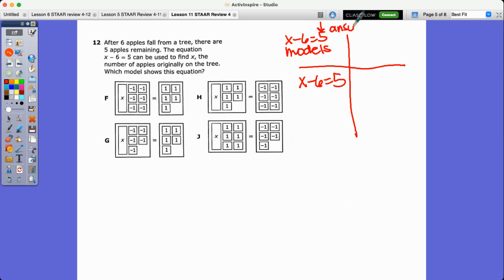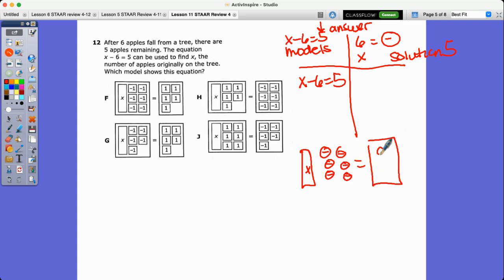So my plan is to model x minus 6. So I need a negative 6 and I need an x. And then my solution has to be 5. So let's go here and look. I have my x here, and I need -6. And then my equals, and my solution has to be +5. I just drew this: x minus 6 equals 5.